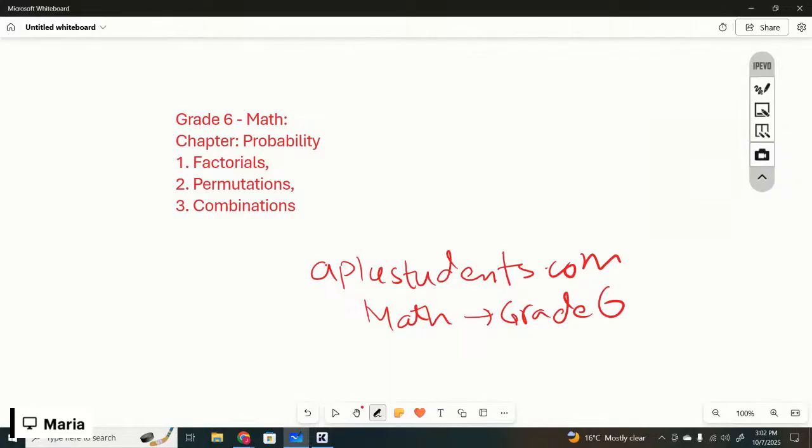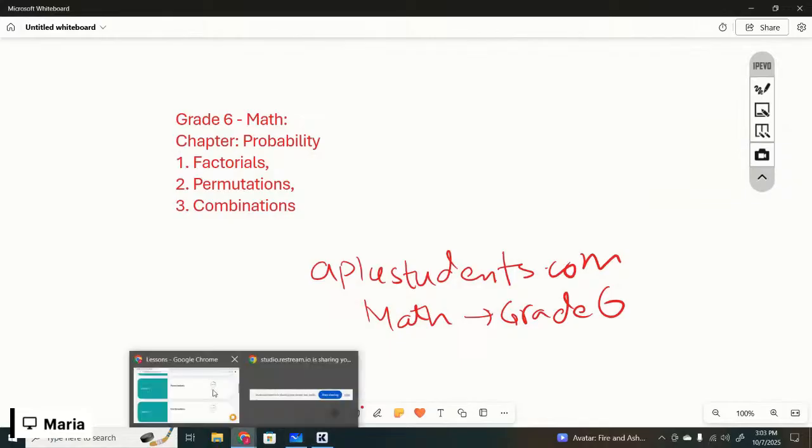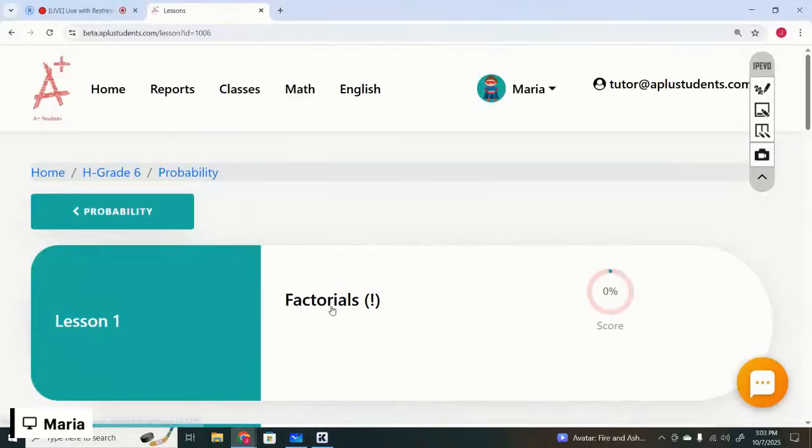We're going to start with the chapter probability. The lessons we're going to cover today are factorials, permutations, and combinations. So please make sure you have your notebook and pencil so that you can note down the important examples and definitions as well. Here I'm on grade 6 math to start with the lesson that is factorials.